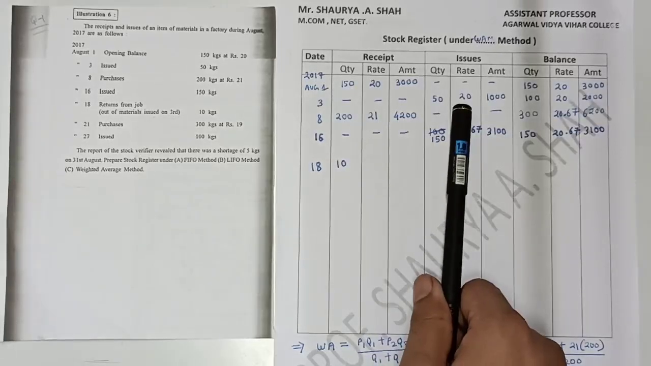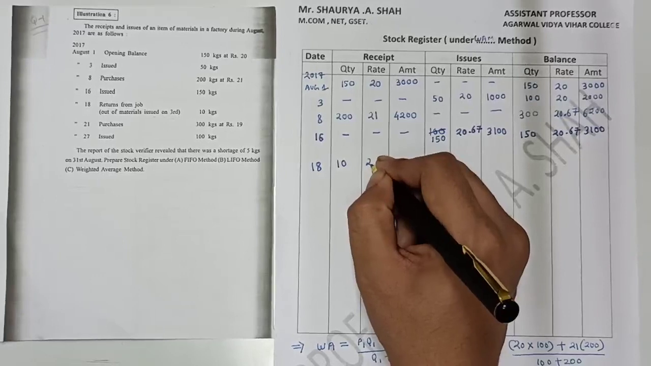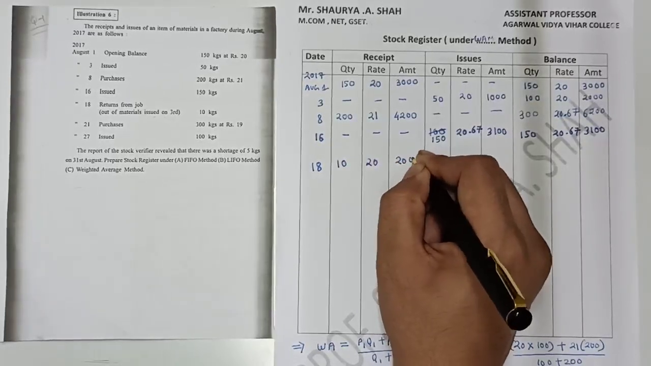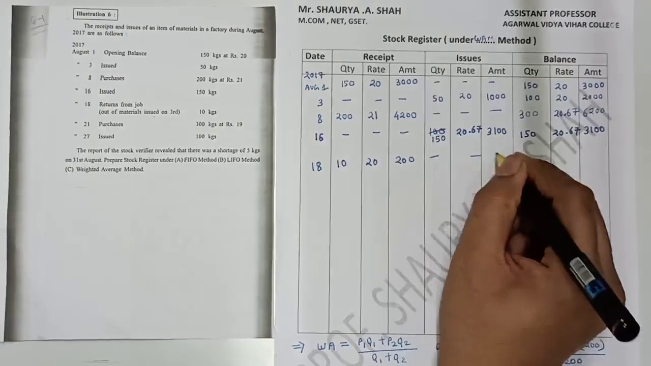So material issued on 3rd of August was 20 rupees. So return will also be 10 into 20, that is 200 only, right? Will remain the same throughout all the three methods. Done? Okay. Issues dash.